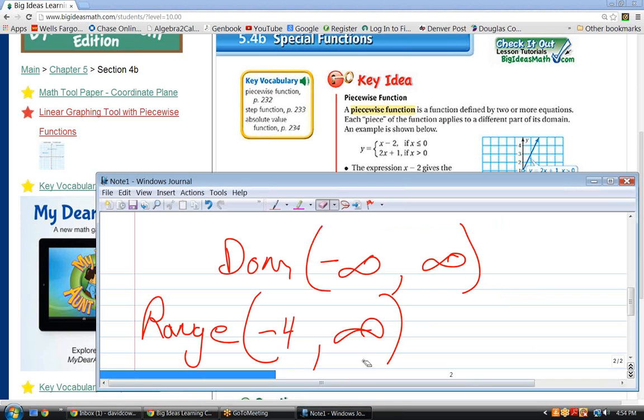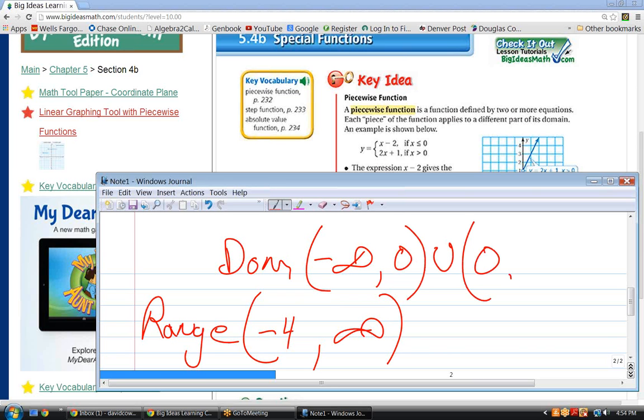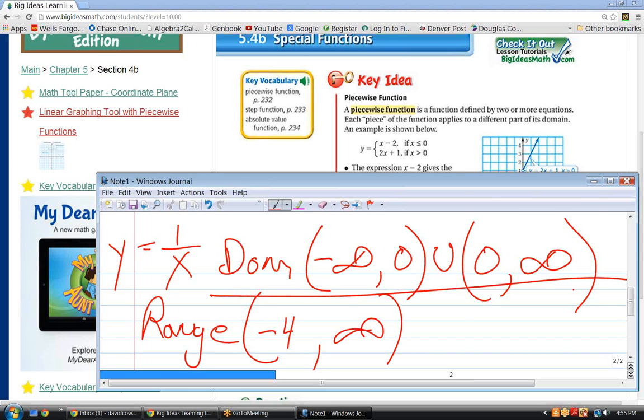It would actually look like this. The domain would look, as odd as this is going to sound, and you hardly ever see functions like this. In other words, that's the same as all reals except 0. Oh, okay. That's what the domain would look like in interval notation.